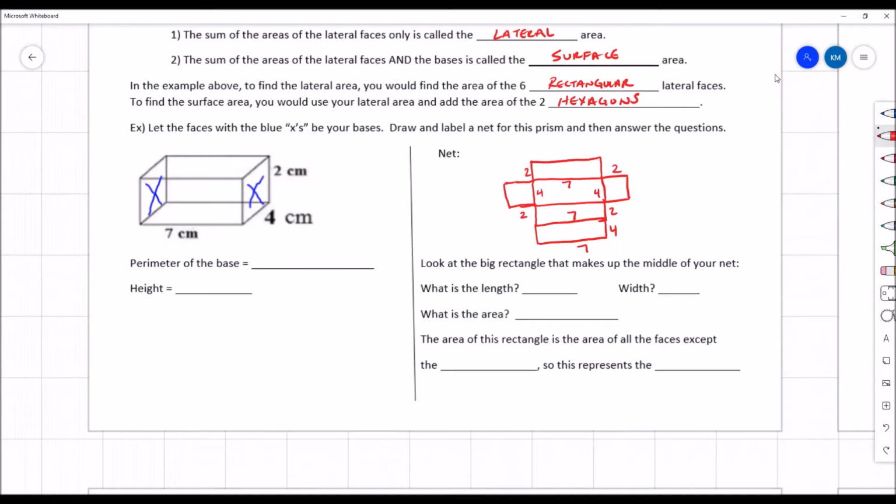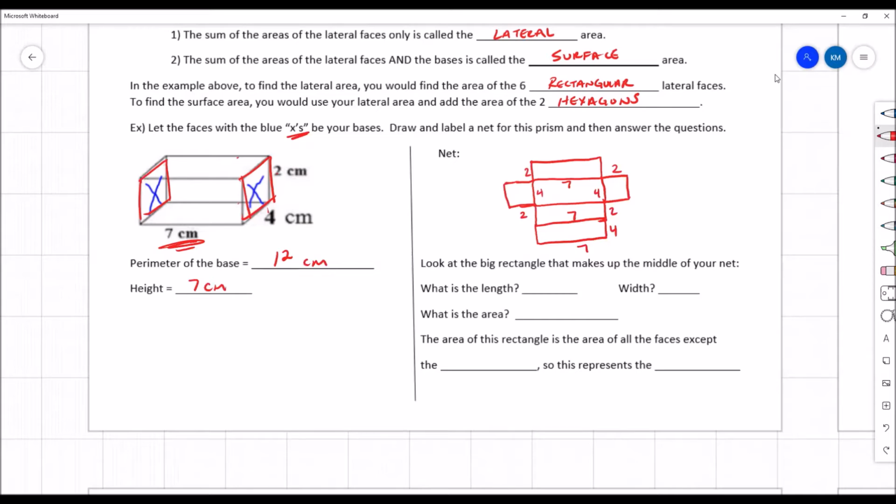It says perimeter of the base. Based off of the directions at the beginning, where it says our bases are the ones with the blue X's, we'll call these the bases. Could just follow directions. So the perimeter of our base, 4 plus 4, 8, 2 plus 2, 4, 8 plus 4 is 12. Our height, remember they said the distance between our 2 bases, so it's 7 centimeters.